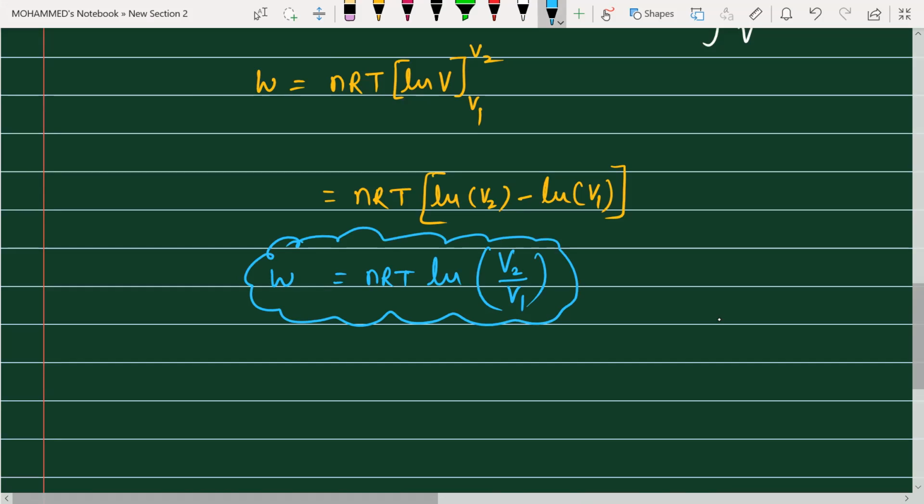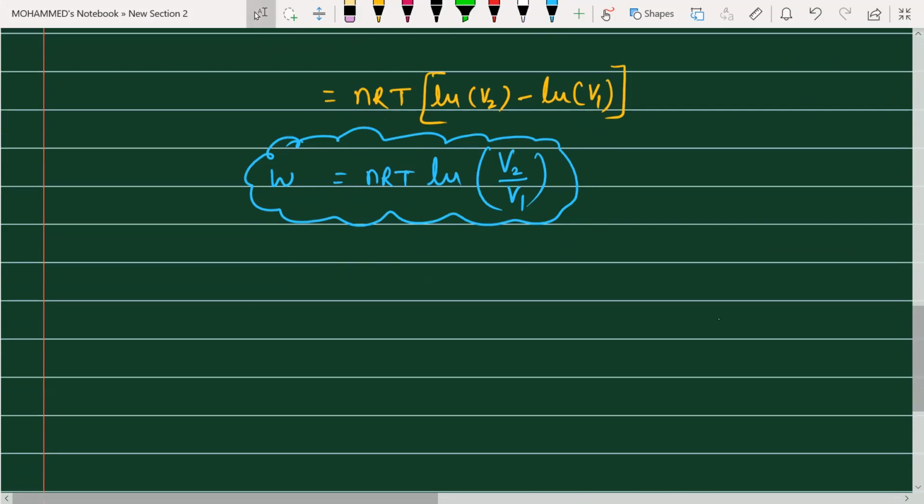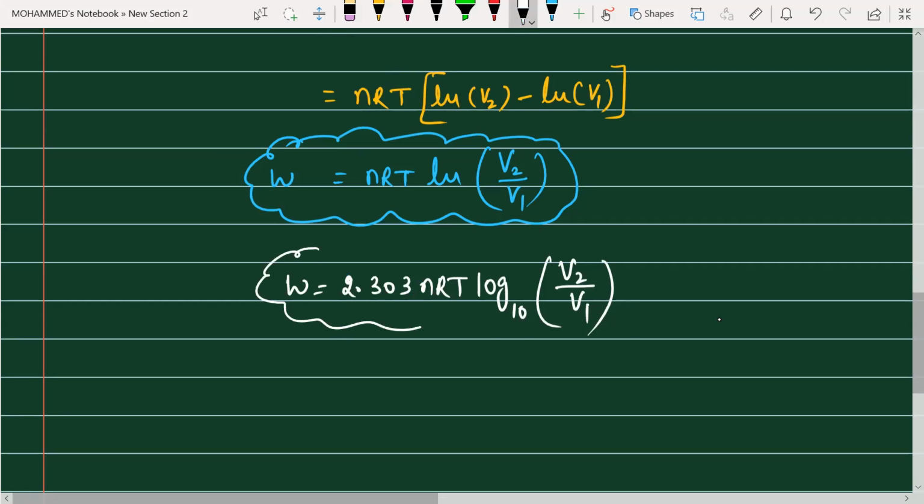This is something like log B minus log A. Now ln V can be written as: W is equal to 2.303 nRT times log to the base 10 of V2 divided by V1. To convert ln into log, ln x is equal to 2.303 log to the base 10 of x. Is that clear?